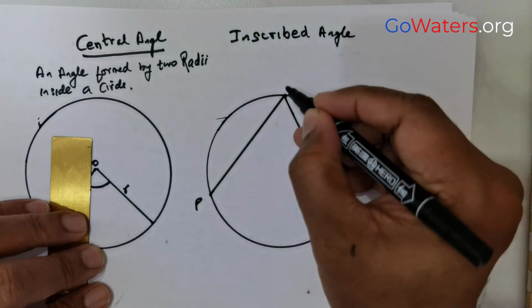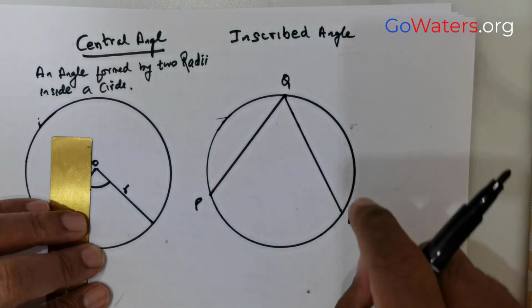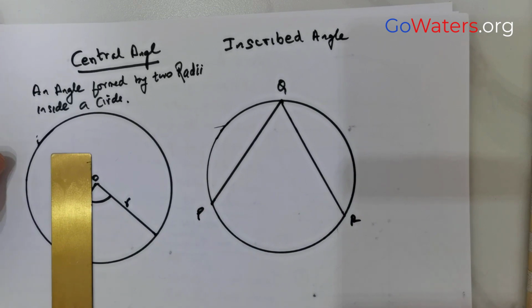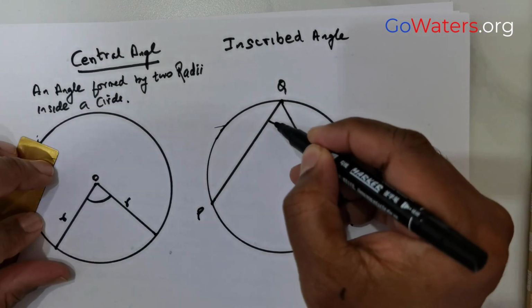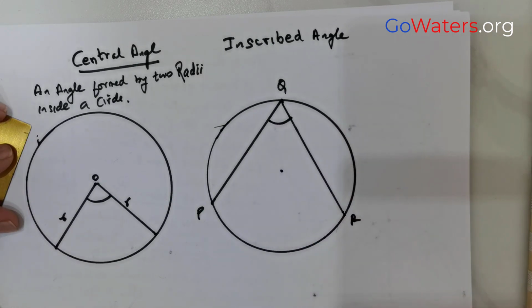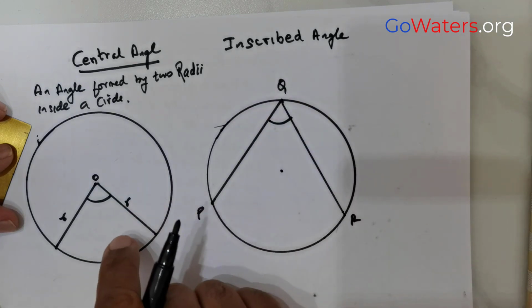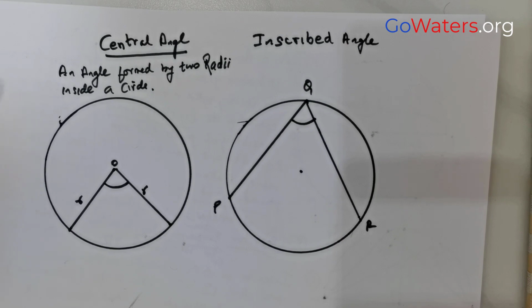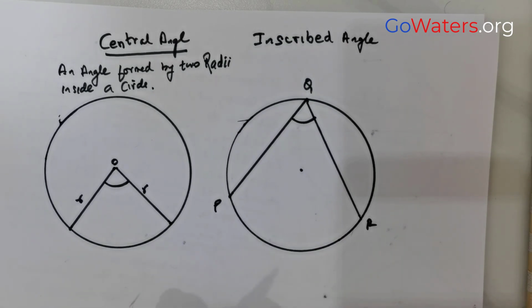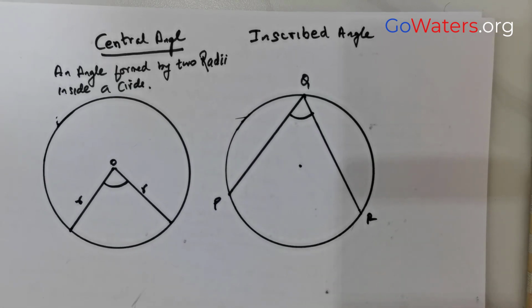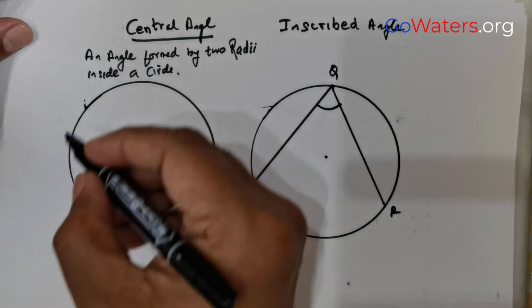So this can be named PQ. PQ is a chord, and RQ is also a chord, right? So there is a vertex on the circumference. That is the catch point here, and there is an angle that is created, and of course there is a center for our circle, and this is called an inscribed angle. So most of the time there will be a composition of central angle and inscribed angle in the questions asked. So it becomes imperative first to understand these concepts, what a central angle is and what an inscribed angle is.